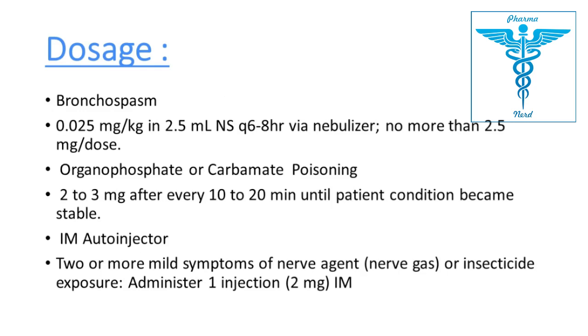Bronchospasm: 0.025 mg per ml in 0.5 ml of normal saline every 6 to 8 hours via nebulizer, not more than 0.25 mg per dose. Organophosphate and carbamate poisoning: 2 to 3 mg every 10 to 20 minutes until the patient's condition becomes stable. Intramuscular autoinjector: for 2 or more mild symptoms of nerve agent or insecticide exposure, administer 1 injection of 2 mg intramuscularly.